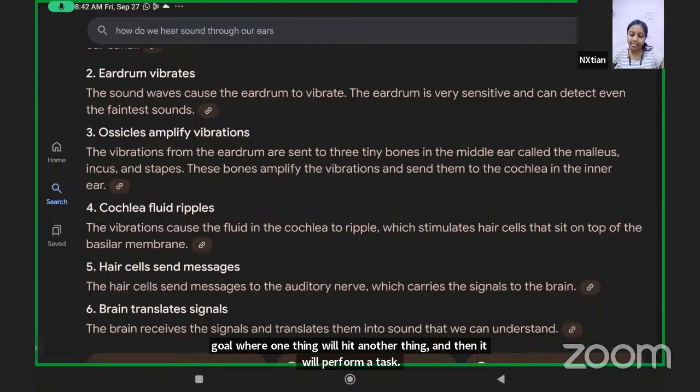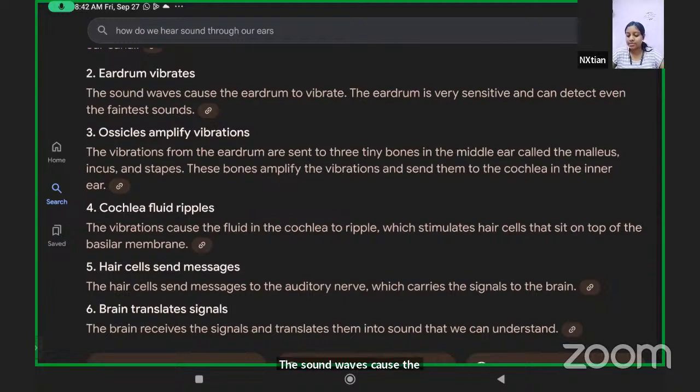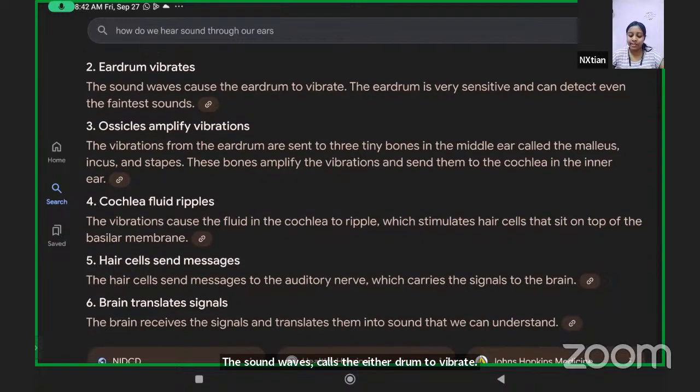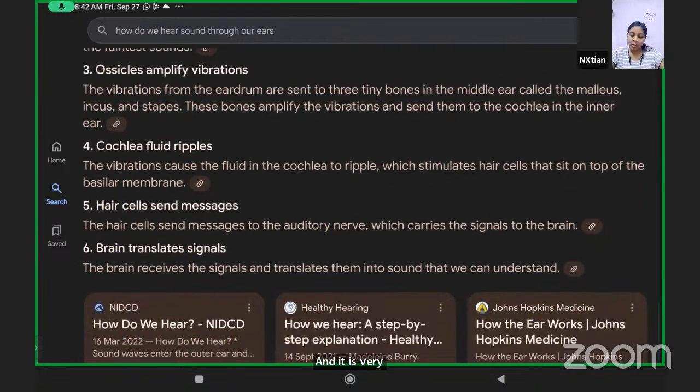The sound waves cause the eardrum to vibrate, and it is very sensitive and can detect even the faintest sounds. Then the ossicles amplify the vibration. The vibrations from the eardrum are sent to three tiny bones in the middle ear called the malleus, incus, and stapes. These bones amplify the vibrations and send them to the cochlea in the inner ear.